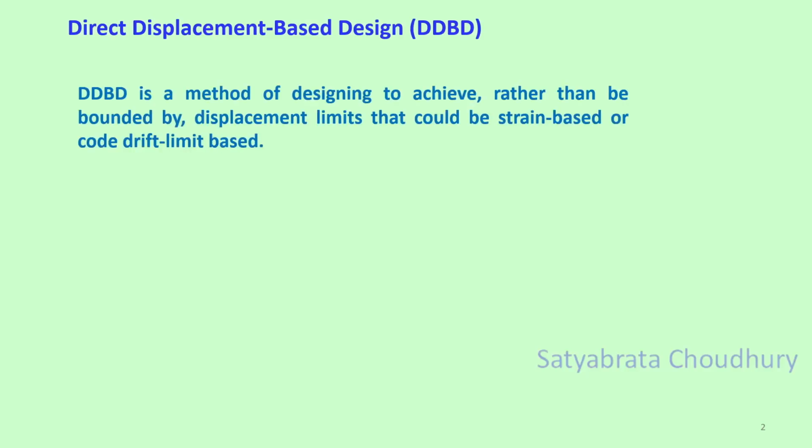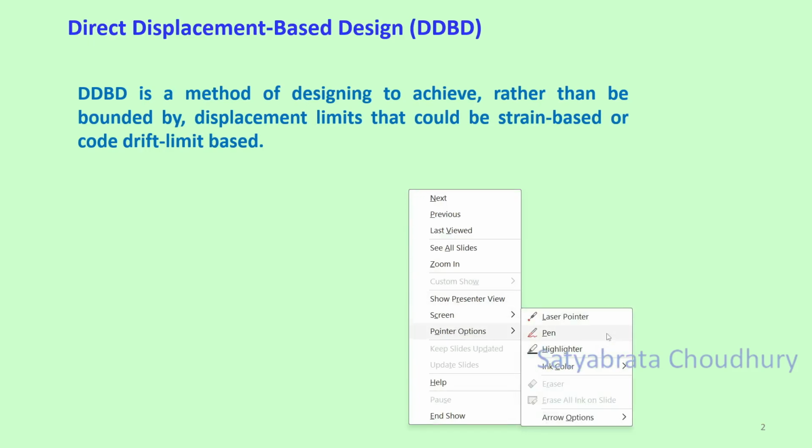What is the meaning of this DDBD method? How is it defined? A definition has been given by Priestley et al. It is like this: DDBD is a method of designing to achieve, rather than be bounded by, displacement limits that could be strain based or drift limit based. So what does it mean? Let us try to follow the meaning of this.